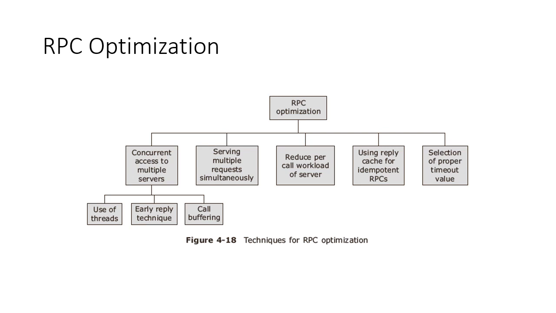While we are talking about optimization, we are trying to improve the efficiency of RPC communication. The second point is serving multiple requests simultaneously so that the work can go on in parallel and we are able to achieve the speedup. Thirdly, we can reduce the per call workload of the server, which can further enhance the capability of the server and speed up the process. Fourth, you can use a reply cache for idempotent RPCs. It saves unnecessary computation or complexity involved in replying, and it can simply reply from the cache.